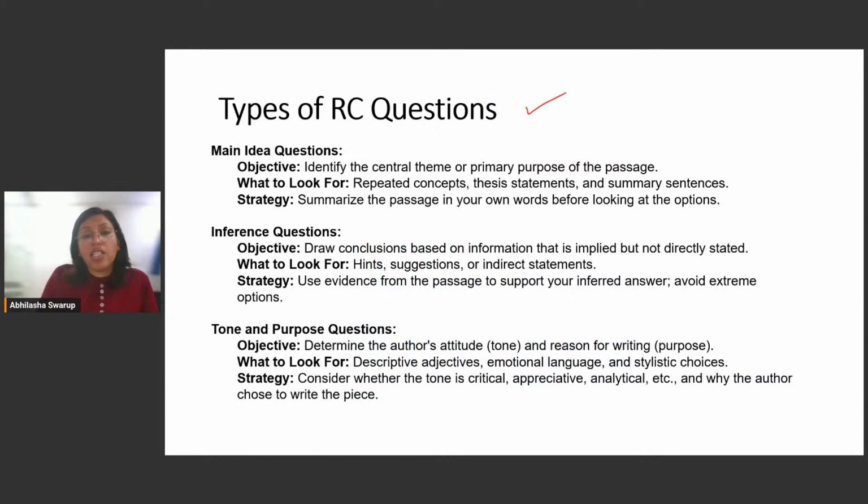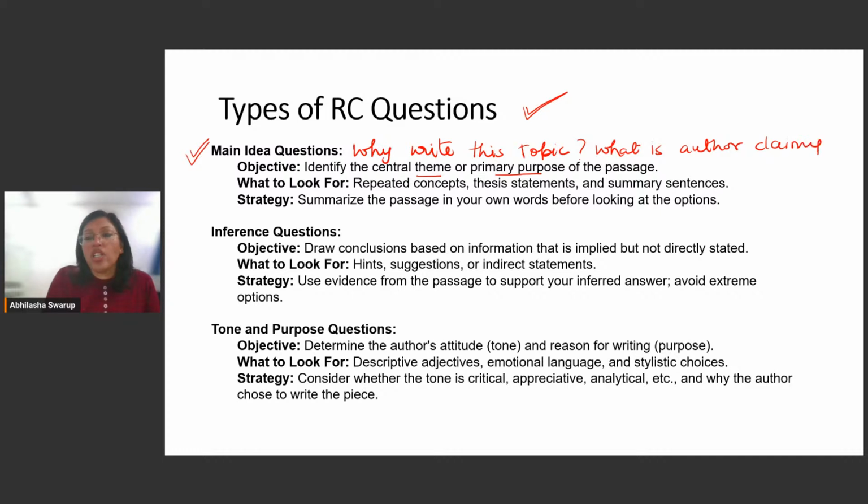In reading comprehension, you have 5 or 6 types of questions. Of course, the first and foremost is the main idea question. The main idea question expects you to identify the central theme or the primary purpose. Why has the author written this passage? What is the logic behind the author writing this? What is he trying to tell you? That is the main idea. What is the author claiming?